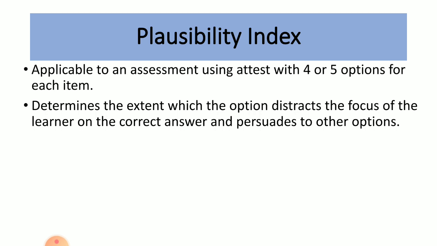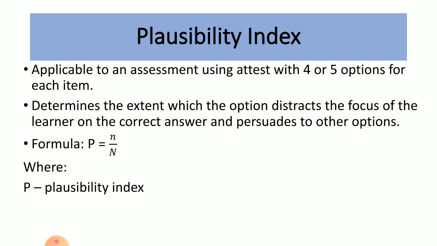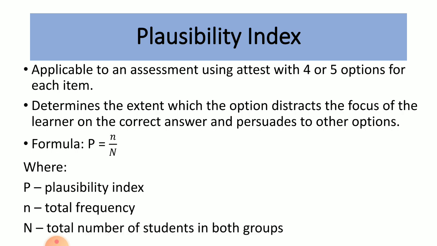In the determination of plausibility index, each of the option must have been chosen as an option for the item in relation to the total upper and lower groups used in the item analysis. Hence, we will use the formula P is equal to lowercase n divided by the uppercase n, where P is the plausibility index, the lowercase n is the total frequency, and the uppercase n is the total number of students in both groups.